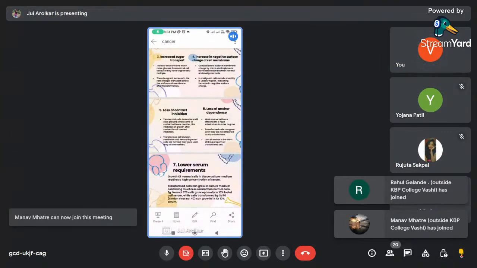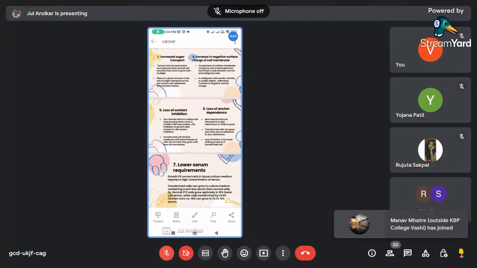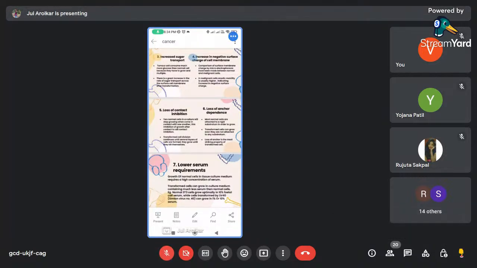Factors causing cancer. Cancer can be caused by means of the excessive growth of cells. How?